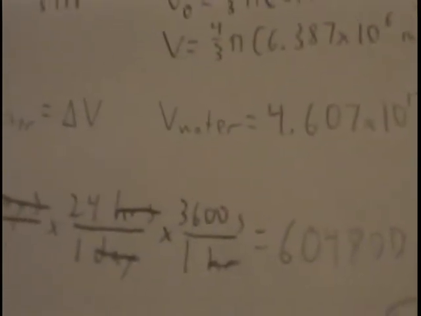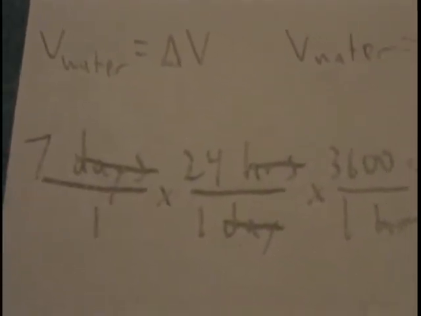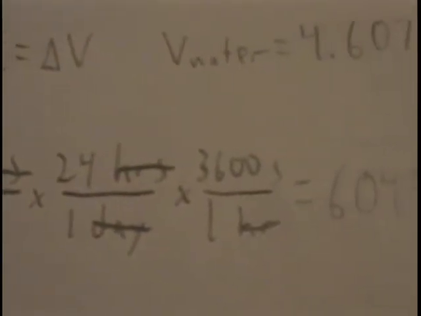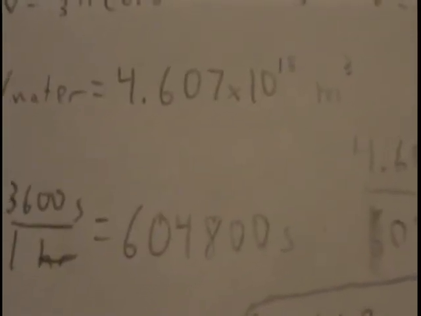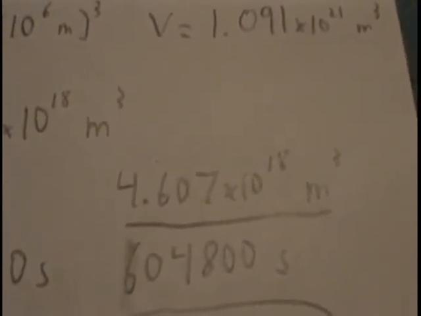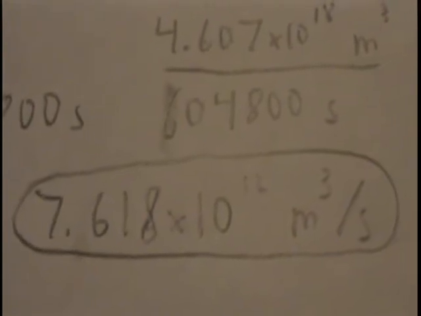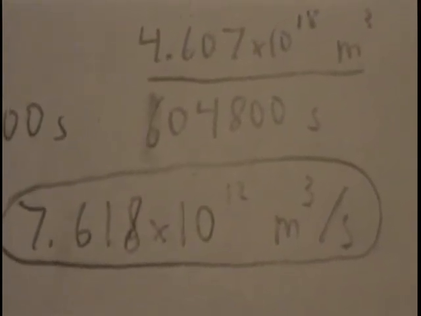And it was 7 days, raining for 7 days, so I converted all this into seconds. And then I found how much water there was per second to come up with 7.618 times 10 to the 12th meters cubed per second.